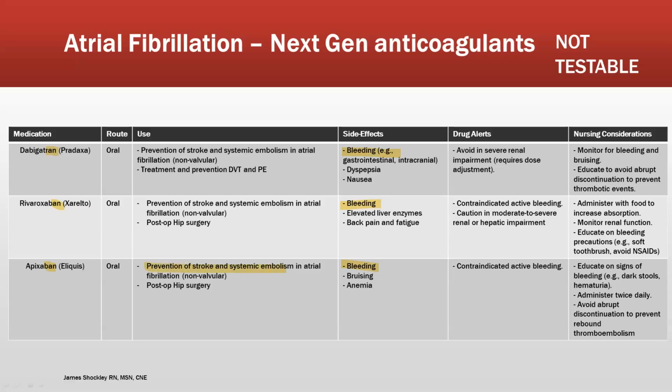We want to make sure that we're preventing strokes. You see that that's the same in all three. You do have some drug alerts. Again, that's not really, to me, a decision that a nurse is going to make. The apixaban is the easiest one because it's just contraindicated with active bleeding, but they would all be contraindicated in active bleeding. And then the nursing considerations, you see that those are pretty much the same.